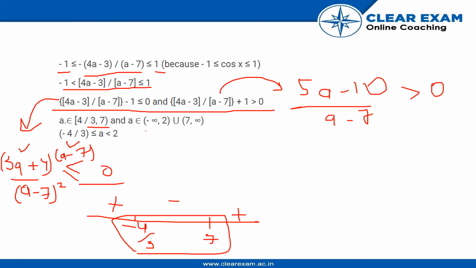Similarly, we can get the values of a from the other inequality, and these are the two possibilities. So if we club them both, we get a lies between minus 4 by 3 and 2, where minus 4 by 3 is included and 2 is not included.